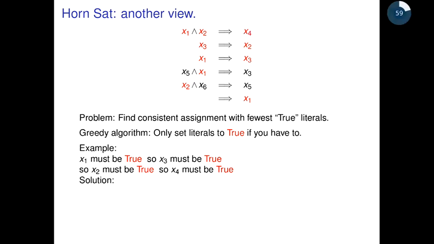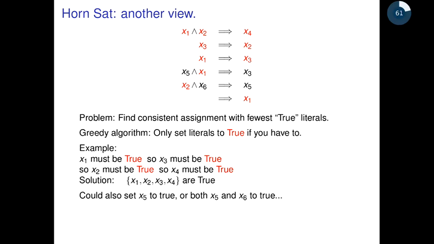So that's the solution. Does anything else have to be true? No. These two implications that are left won't fire off because x5 is false. So x5 and x1 being true is false and true is false. So there's no implication there. I don't need to set x5 to be true. We could also set x5 to be true. We could set everything to be true. We don't really care. With these implications, we could have just set all of them to be true and they would be fine.